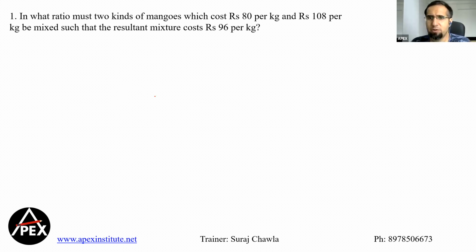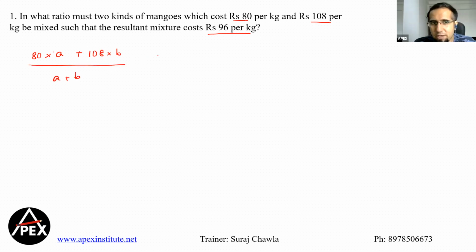So let's see, guys. In what ratio must two kinds of mangoes worth rupees 80 and rupees 108 be mixed such that we get 96 per kg? So if I go with weighted averages, let's say A kgs of the first quantity. So I get 80 into A is the total cost plus 108 into B is the total cost divided by A plus B gives me the average cost. And as per the question, this is equal to 96.